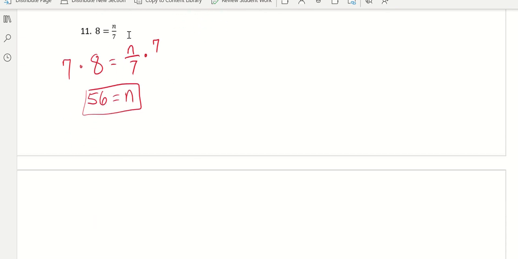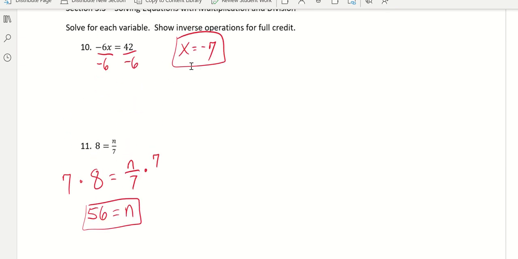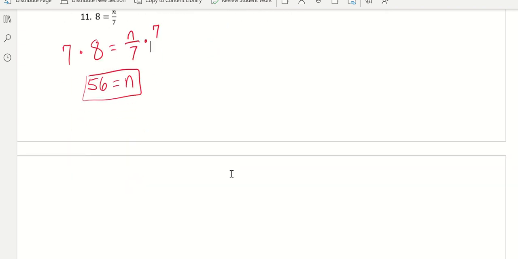Remember, with inverse operations, you've got to show it on both sides. If you're not showing the inverse operations on both sides, to get full credit, you need to do that.